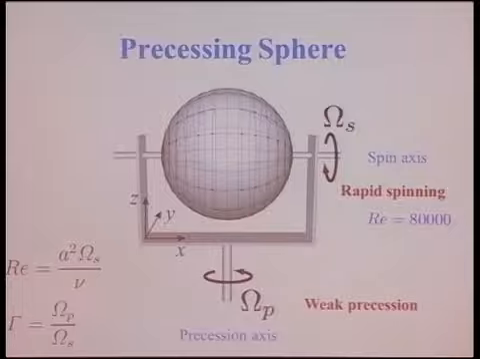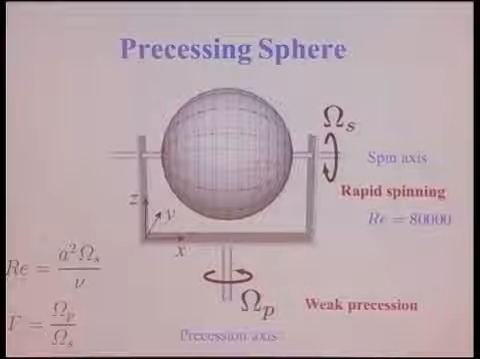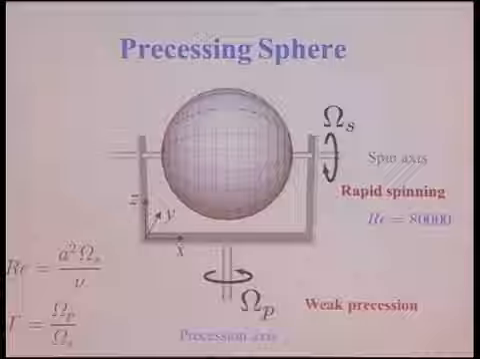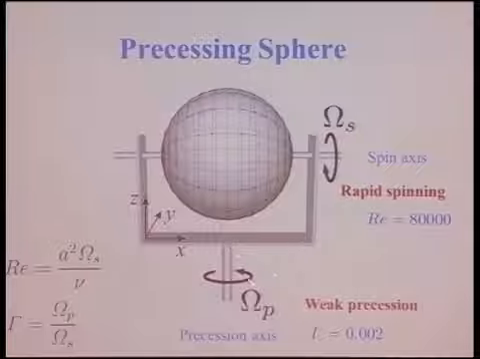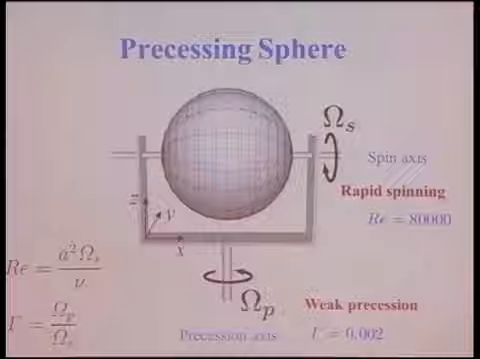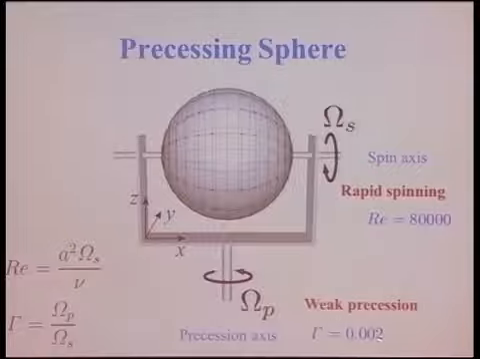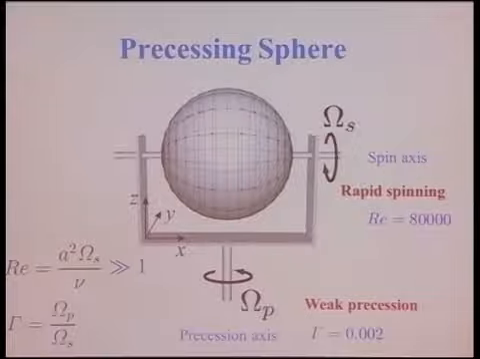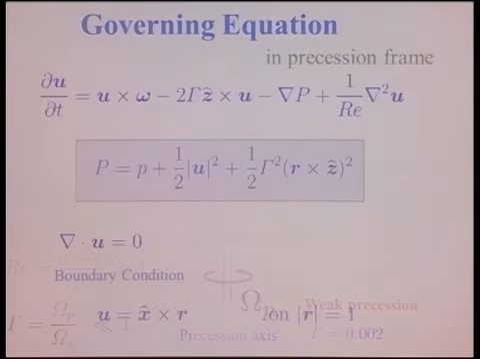Another parameter is the Poincare number, gamma, the ratio of these two. In our experiment, gamma is 500 times smaller than this, 0.002. So weak precession. So the Reynolds number is large, and the Poincare number is small.